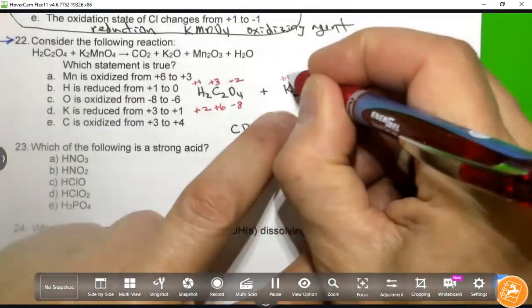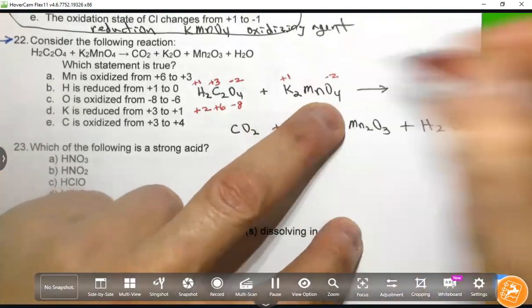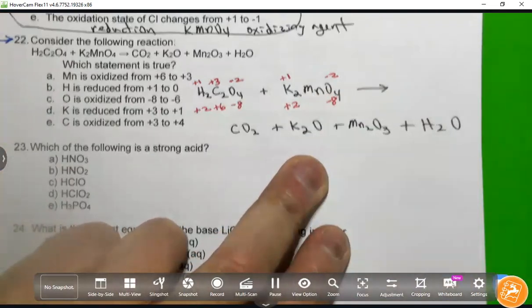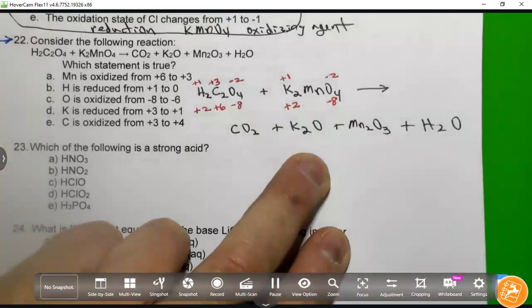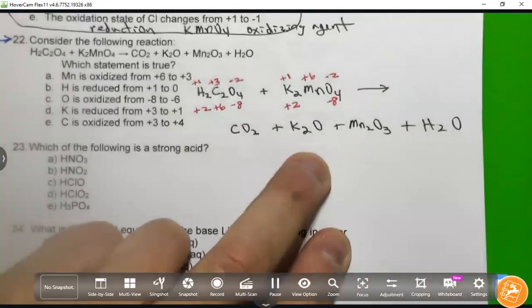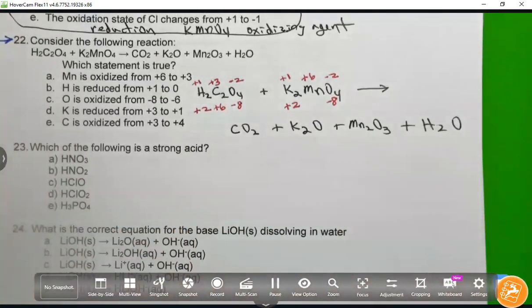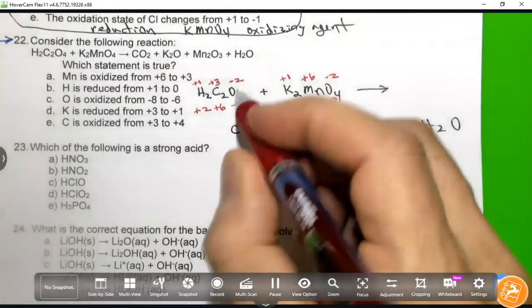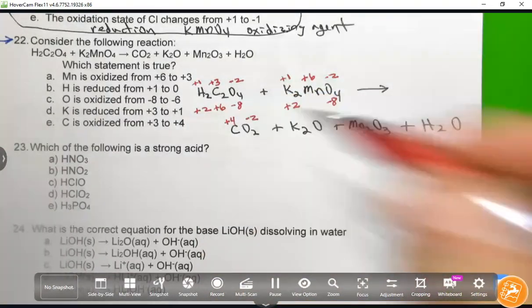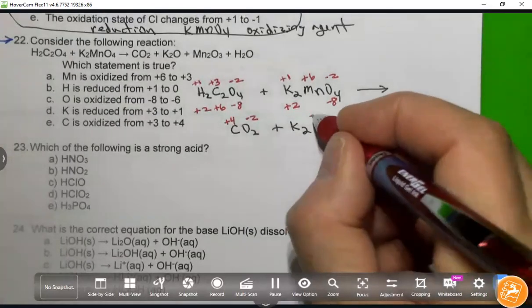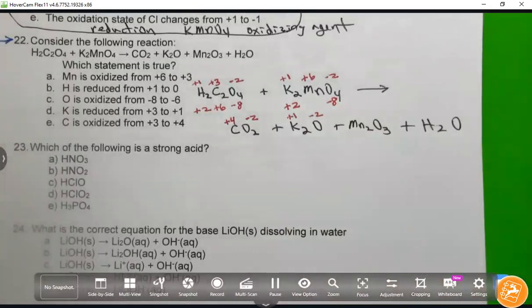Potassium is always +1. Oxide's -2. So that gives me -8 and +2. We only have one manganese there, so it looks like manganese is a +6. -2 for the oxide and carbon dioxide gets me a -4. So we're looking at carbon with a +4. And -2 +1, nothing changing there.